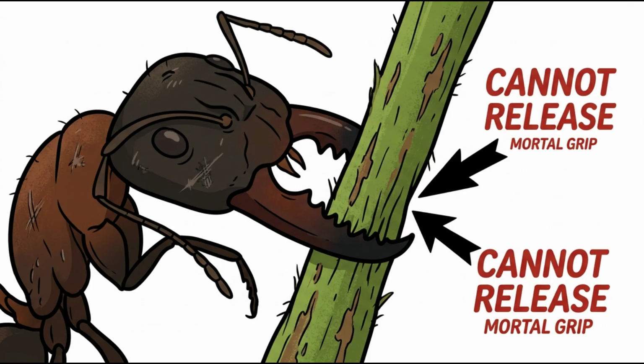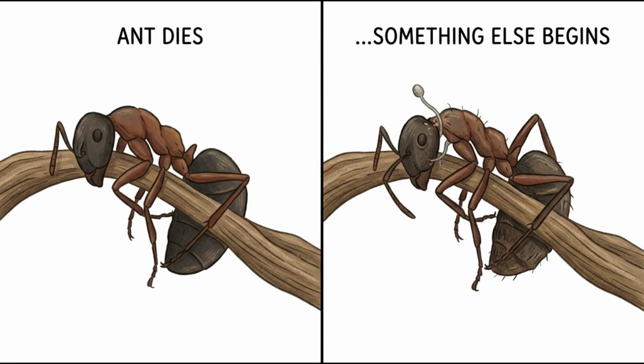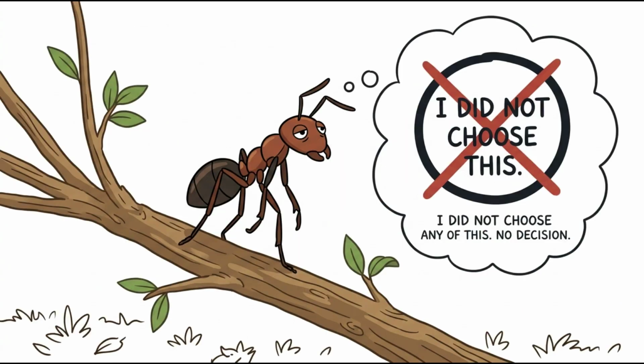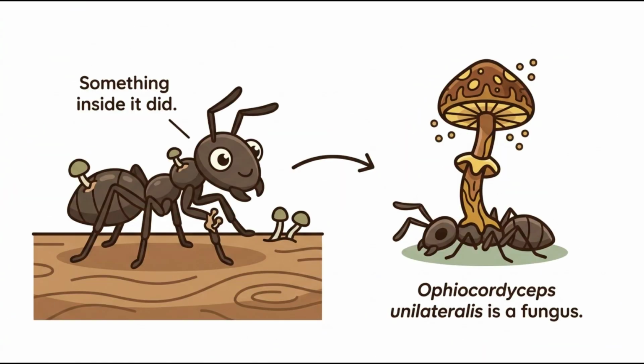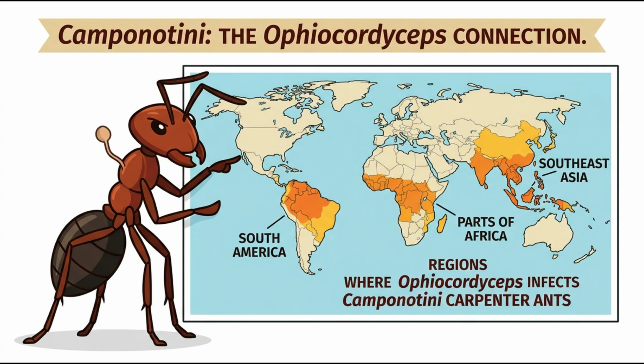The bite is so strong the ant cannot release it, even after death. And then the ant dies, and something else begins. The ant did not choose to do any of this. Something inside it did. Ophiocordyceps unilateralis is a fungus. It infects Camponotini carpenter ants in tropical forests across Southeast Asia, South America, and parts of Africa.